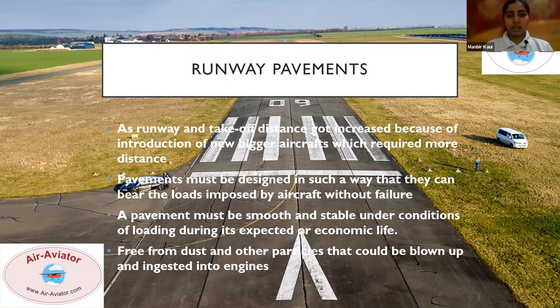The pavement must be designed in such a way that it can bear the loads imposed by the aircraft. Here in this image, you can see a few cracks on the runway, right? This should not be there because if a runway is constructed for a small aircraft which is not so giant, then it is not operational for big commercial passenger aircraft. The pavement must be smooth and stable under the conditions of loading during its expected or economic life. This area should also be free from dust and other things that could be blown up and ingested into the engines.